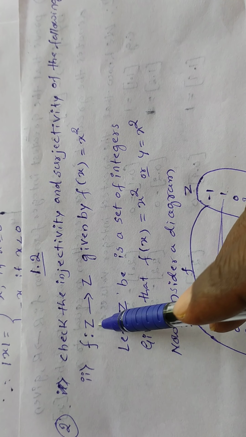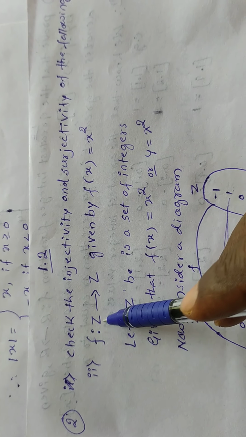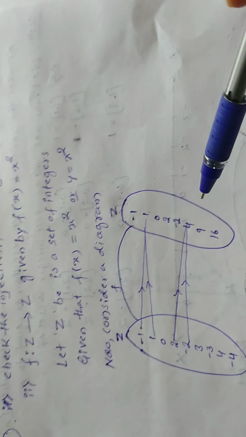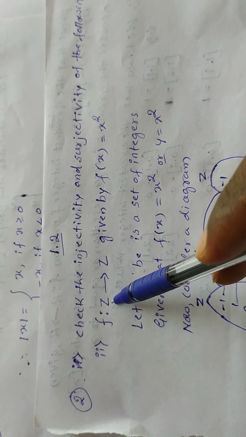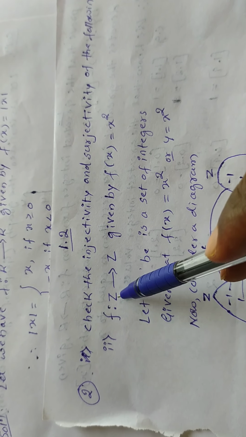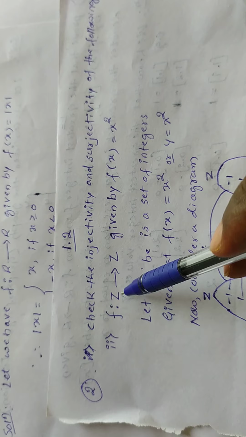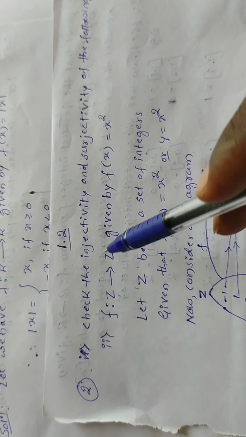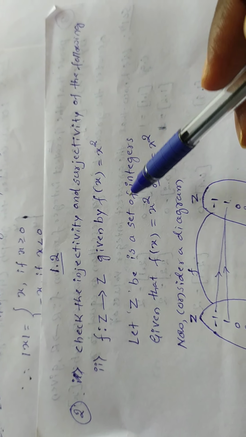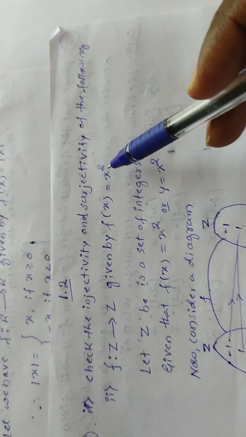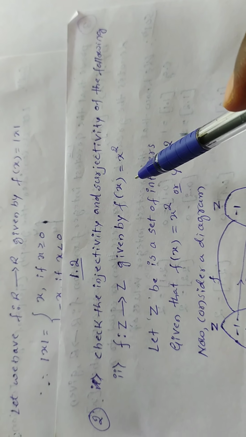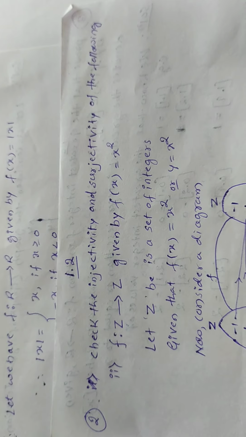But here, if you replace the set of integers by natural numbers, the things are different. It becomes one-one but not onto. So that depends upon this set. Whether it is real numbers, integers or natural numbers, the set decides whether the function is one-one or onto. Also the function decides whether it is one-one or onto. Okay, so this is the second one.